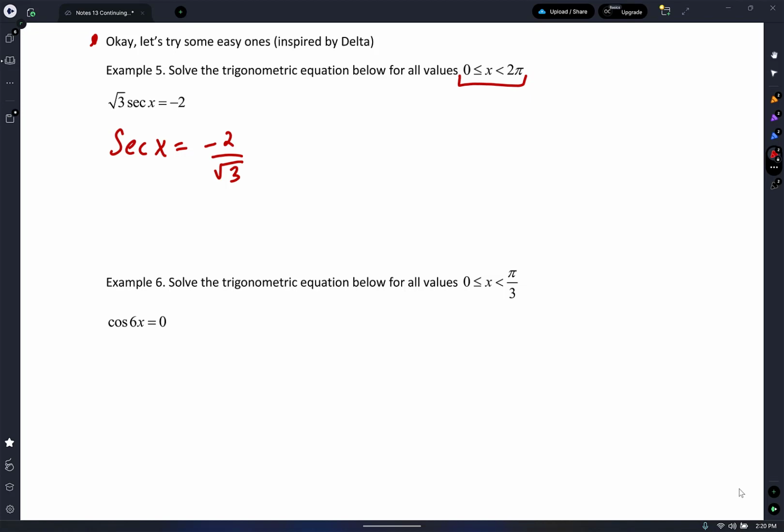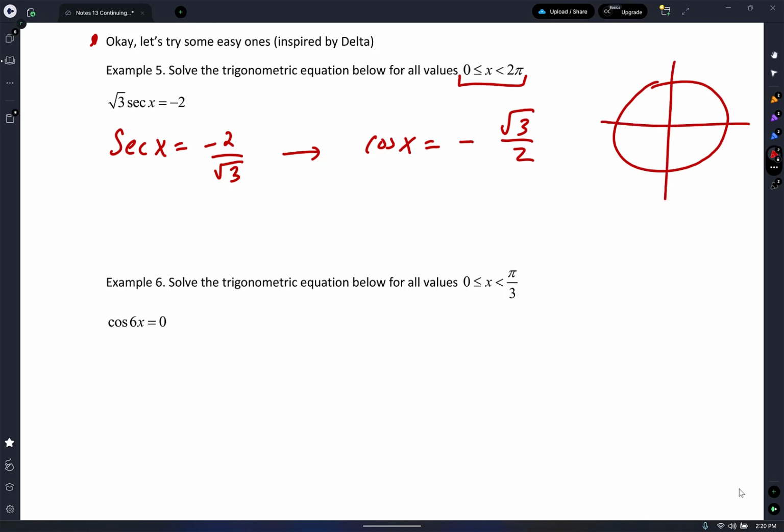That's pretty easy, right? And then I know that secant is the reciprocal of which one? Cosine. So you can write it as cosine x equals negative square root of 3 over 2. And then from there, you can just stop. Think about the unit circle, and think about where cosine x is negative square root of 3 over 2. It happens in quadrant 2 and in quadrant 3.